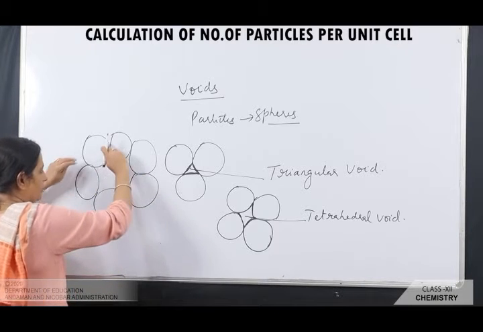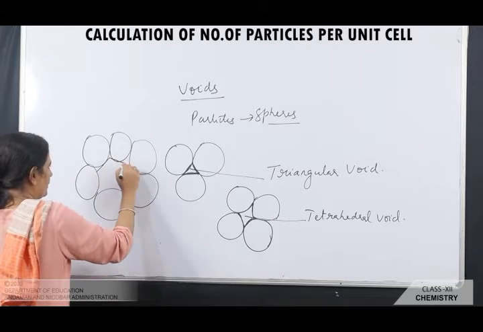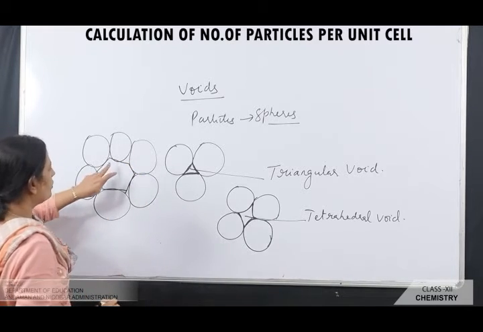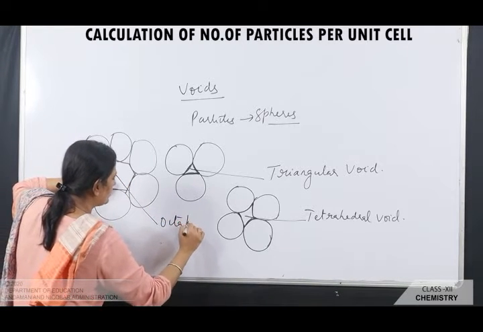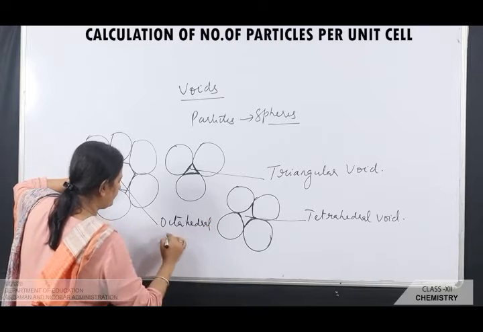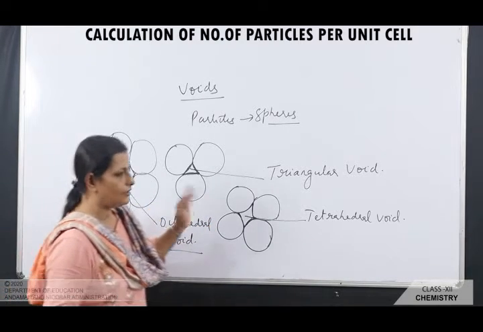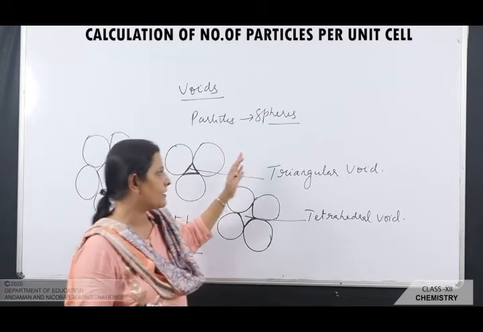Next you see here. Now the void, here how many spheres are touching? 6 spheres. So the void formed by 6 touching spheres has got the shape of an octahedron. So it is known as what? Octahedral void. So these are the 3 different types of voids which you should be familiar with, which will come across when the constituent particles are packed.